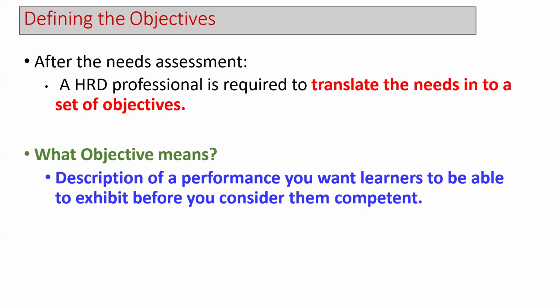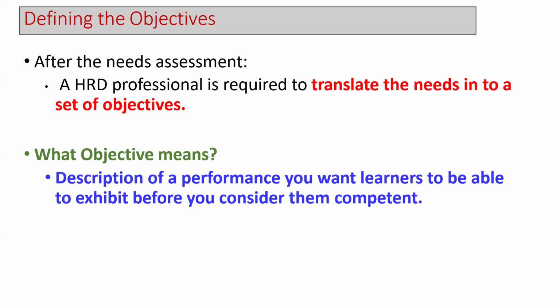Right. What does objective mean? An objective is something like a description of a performance you want learners to be able to exhibit before you consider them completed. This is the definition. Objective means a description of a performance outcome that we want you to be able to exhibit. For example, after this program, this is an HRD program.